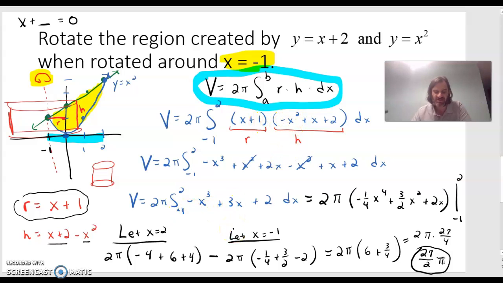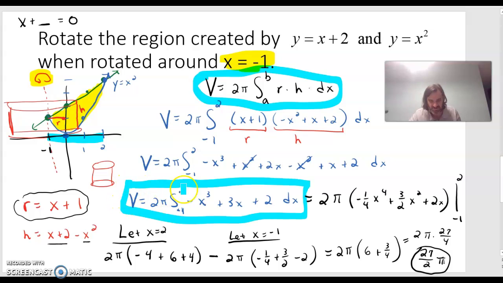When everything's collected and ready to be integrated, I'm down here with volume equals 2 pi from -1 to 2 of -x cubed plus 3x plus 2 dx. Integrate that. The function integrates to -1/4 x to the 4th plus 3/2 x squared plus 2x. All that's times 2 pi. Of course, I've got my endpoints of -1 to 2.